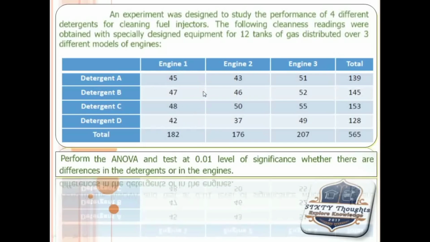So we consider one factor column wise. Here we consider column wise is engine, three different models of engine, and another factor is detergent. So we consider detergents row wise. Therefore, this problem belongs to two-way classification in a randomized block design, otherwise ANOVA test 2. Solution: the given problem is two-way classification because one factor is engine and the other factor is detergents. So here we consider engine column wise and detergent row wise.